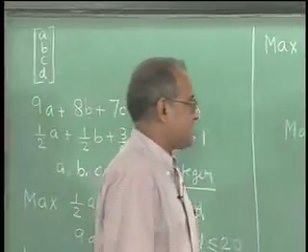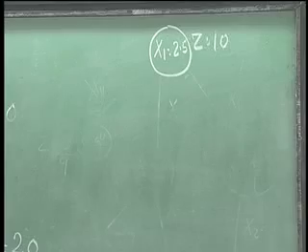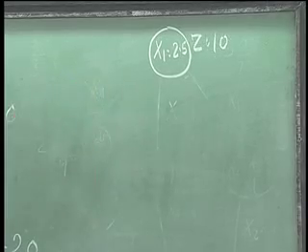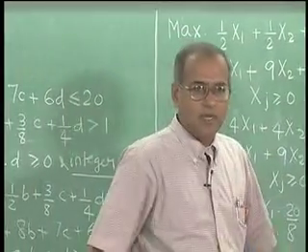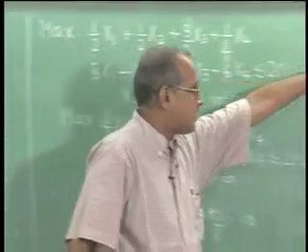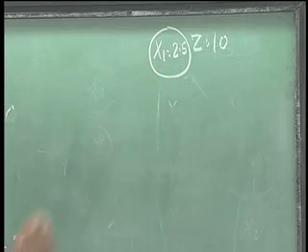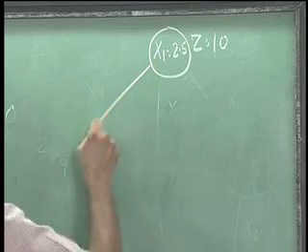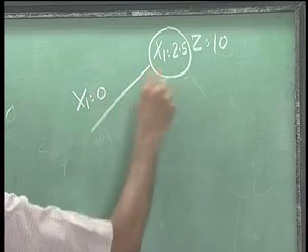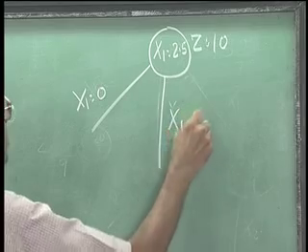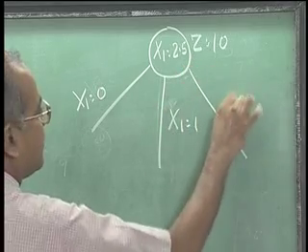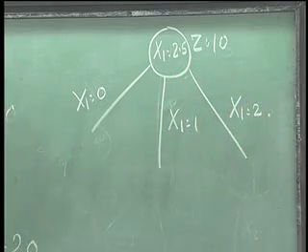Now since x1 is equal to 2.5 and z is equal to 10, z equal to 10 is an upper bound to the IP optimum. So based on this, IP optimum can be 10 or below. Now we branch from here, since x1 is 2.5, start with x1 equal to 0, x1 equal to 1 and x1 equal to 2.